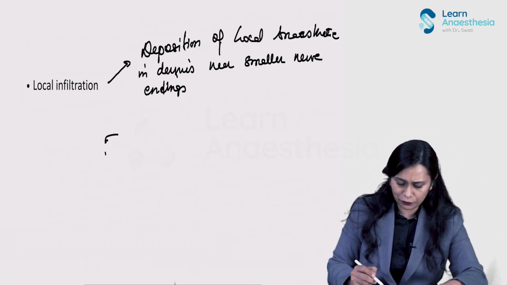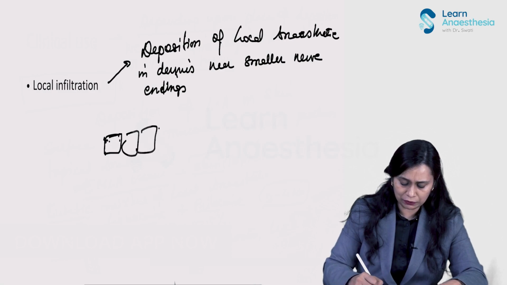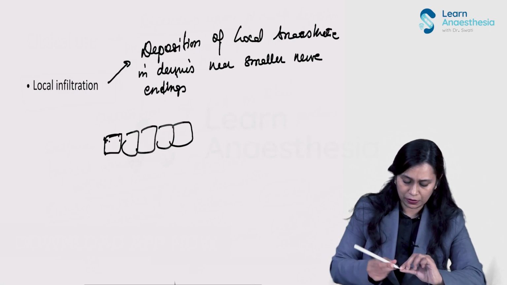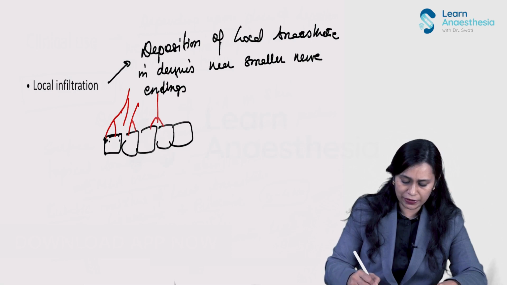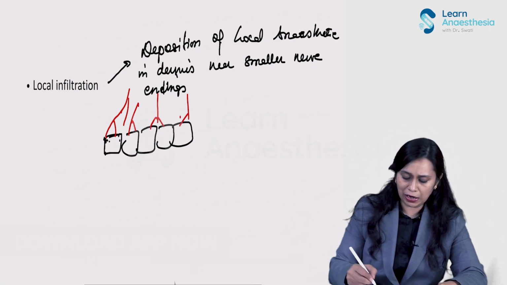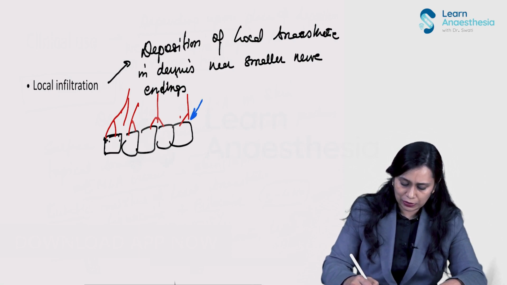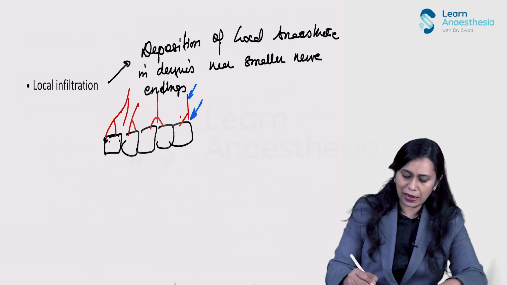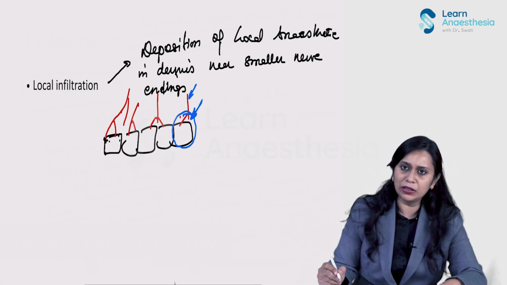So, let's say if I have to get a tooth extraction done, this is the tooth. Now, this tooth is innervated by these nerve fibers and I have to get it removed. So, what we do, we give local anesthetic by infiltration method near these terminal nerve endings and this area gets anesthetized, and we can remove the tooth. So, this is what is called local infiltration.